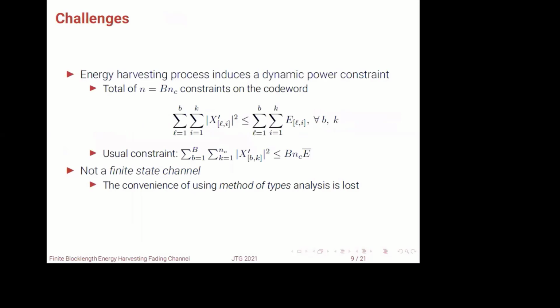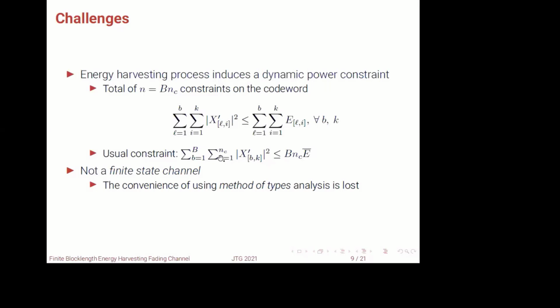So broadly, the challenges are twofold. One is that the power constraint that we consider is different from the usual power constraint that we see in the finite block length analysis. The typical constraint being used is the peak power constraint, as shown here. This is basically saying that the code word symbols are chosen from within an n-sphere of radius given by the right hand side.